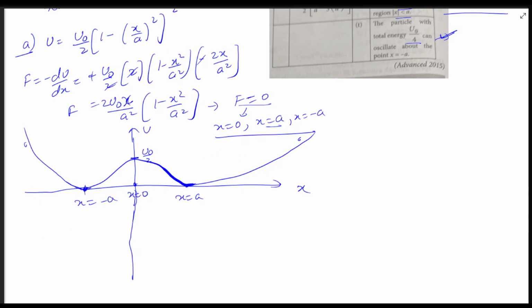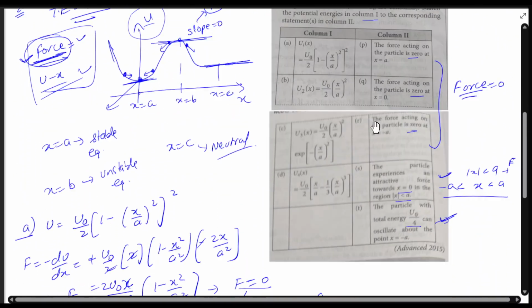So clearly we can see here it is a stable equilibrium. This is also a stable equilibrium. But here it will be an unstable equilibrium. This is unstable. Okay, perfect. Now we'll get all the answers.